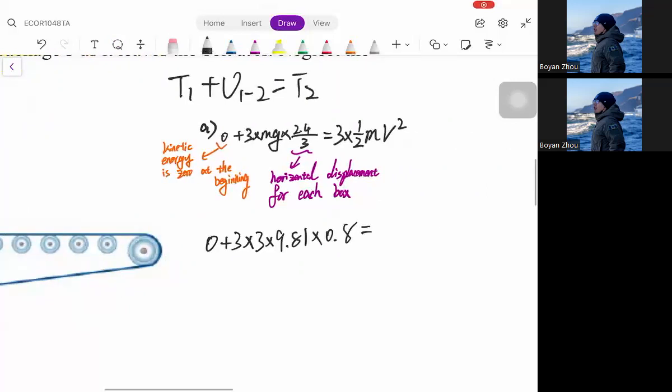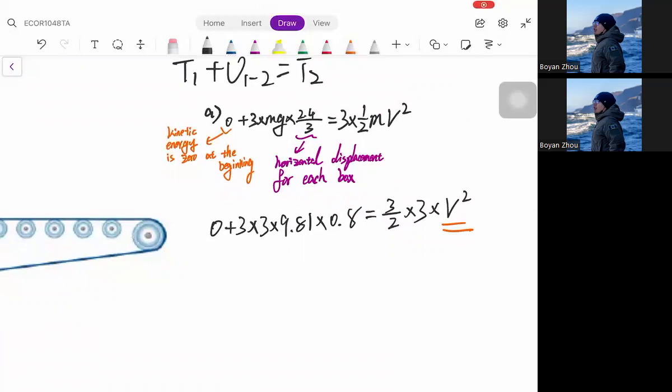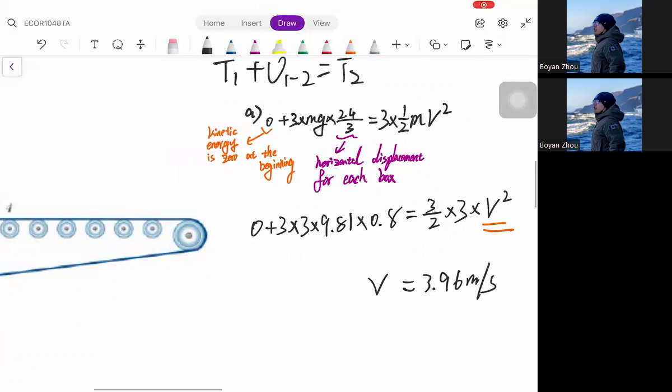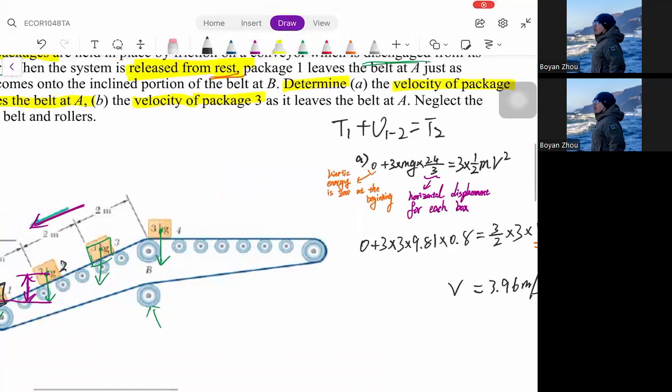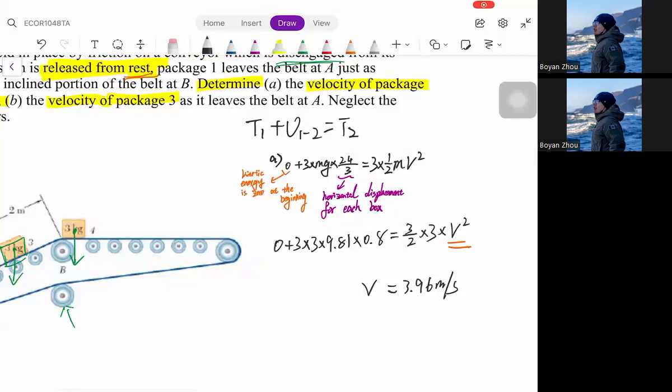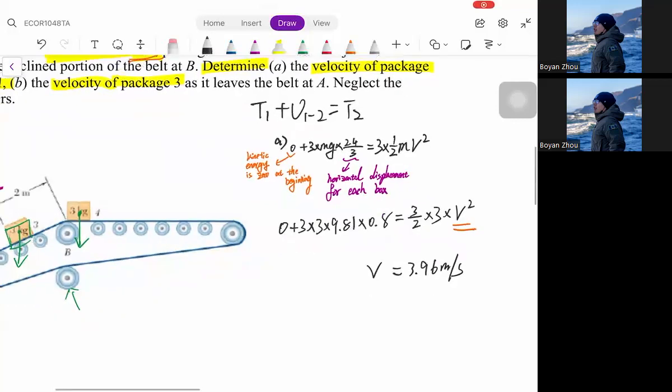It is equal to 3 over 2 times the mass, which is 3, times the velocity, which is the unknown. And then just like some simple calculation, you will be able to find out the velocity is equal to 3.96 meters per second. So that means the velocity of the boxes 2, 3, and 4 at this moment is going to be the same. It's going to be equal to 3.96 meters per second.